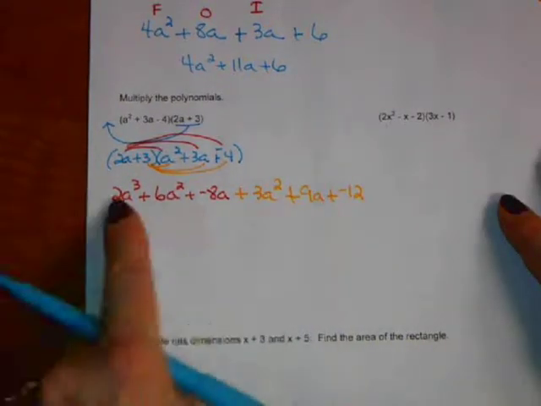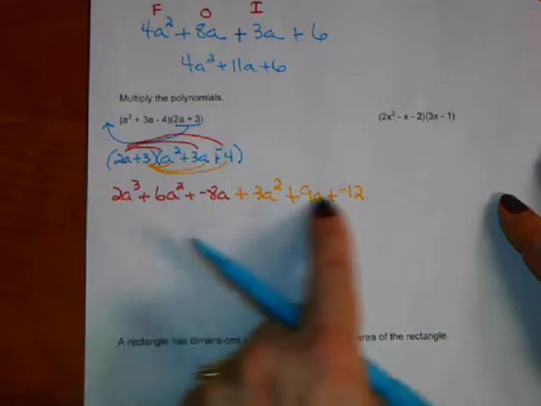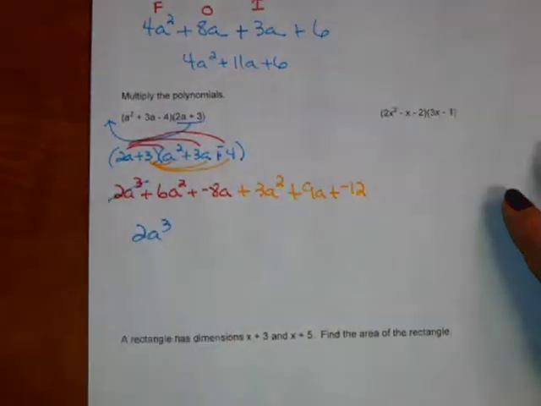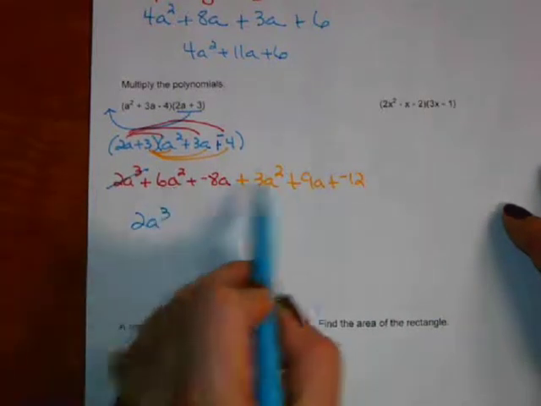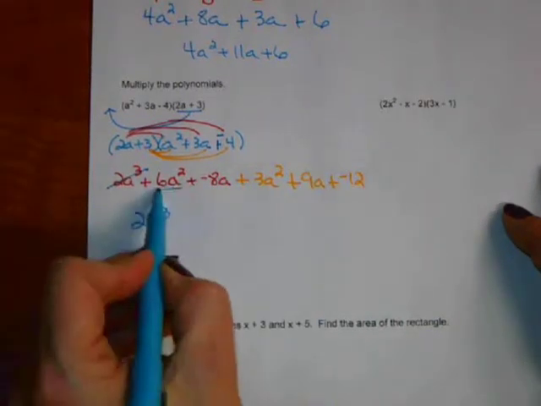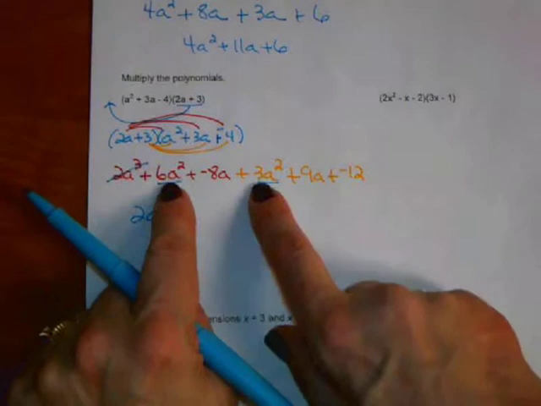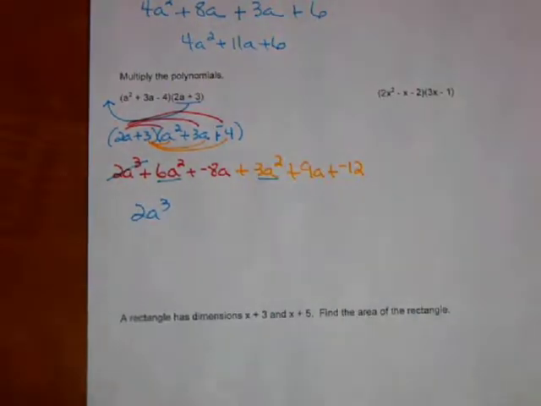Now we got to just go through and combine like terms. Is there any other a cubed in this whole thing? No. So that's part of my answer. Is there another a squared in this whole thing? There's 6a squareds here and 3a squareds here. How many a squareds do I have altogether if I add them? 6a squared and 3a squared. I have 9a squared. I'm not multiplying them, I'm adding them. So I have 9a squared.